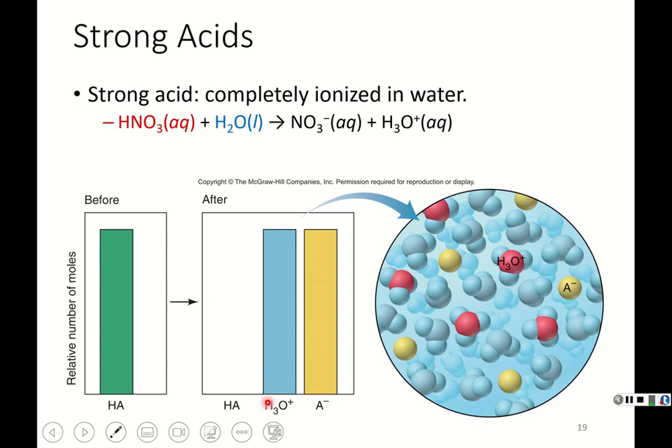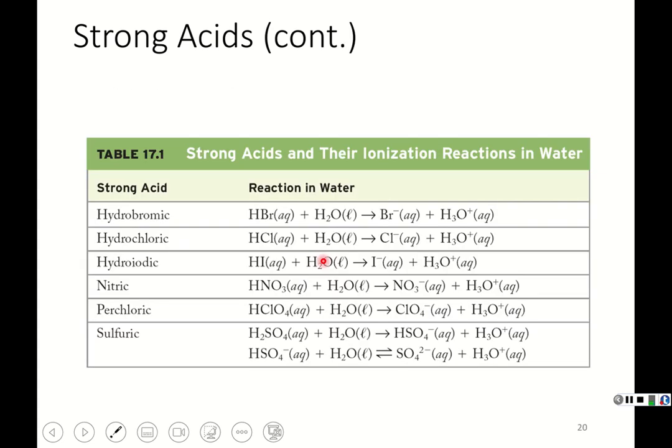Okay, so if we compare these graphically, a generic strong acid we can write as HA, right? Before you put it in water, you have a certain number of moles of HA. After it goes in water, it dissociates completely. You'd have the same number of moles of hydronium ion and the A minus, what's known as the conjugate base, but we'll talk about that in a second. All right, again, strong acids, and we talked about this in chapter 4, but here's showing how they ionize in water.